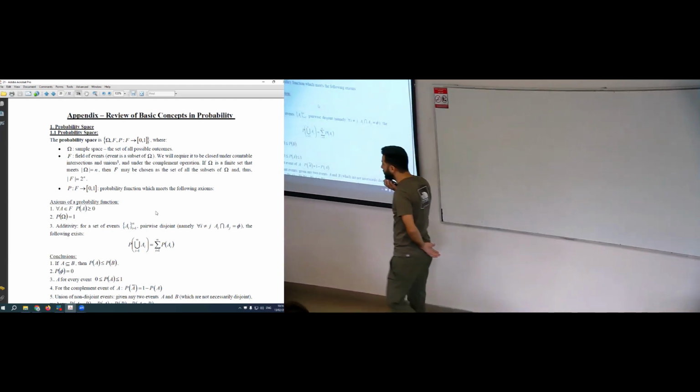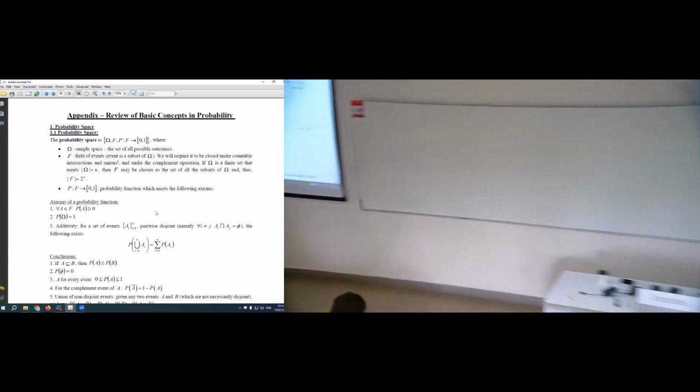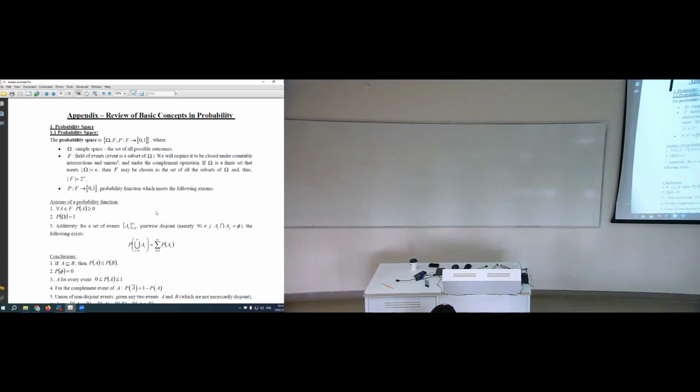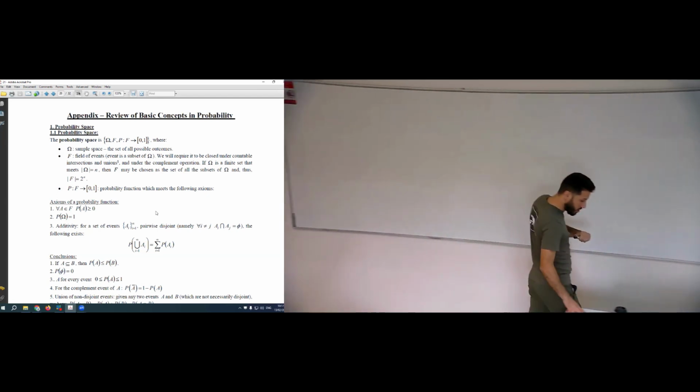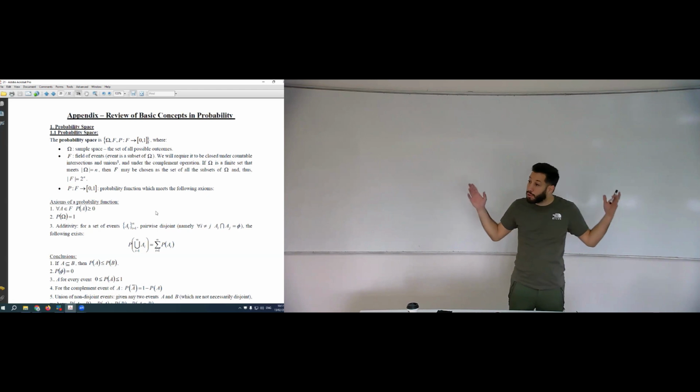You remember that the probability space is a triple of omega, F, and P, where omega is the sample space, F is the events field, which is the set of all subsets of this omega, and P is a function from F to the segment of 0 to 1, which is called the probability function, and it has to meet three axioms, which are these. Every function P that meets these three conditions is a probability function.